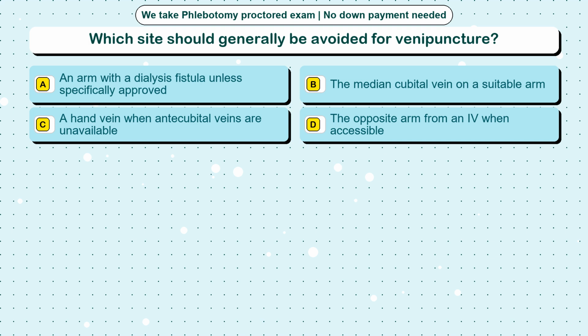Option A. An arm with a dialysis fistula unless specifically approved. Option B. The median cubital vein on a suitable arm. Option C. A hand vein when antecubital veins are unavailable. Option D. The opposite arm from and for when accessible.